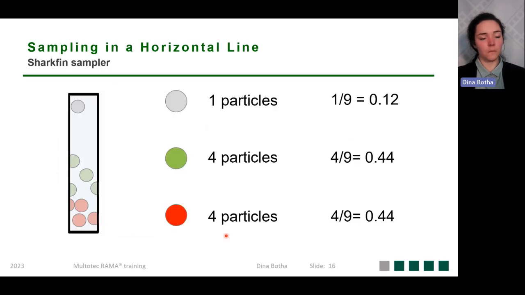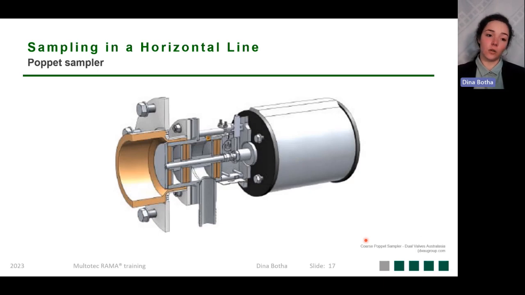material and particles. But if you look specifically at the fractions, our larger red particles, that was previously 50%, is now only stated as 44%. That is a whole big difference. Another sampler commonly used is a poppet sampler.